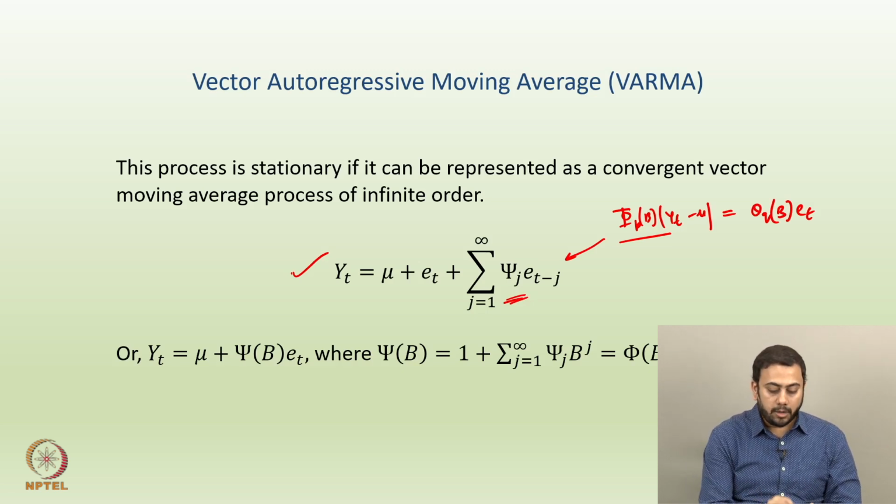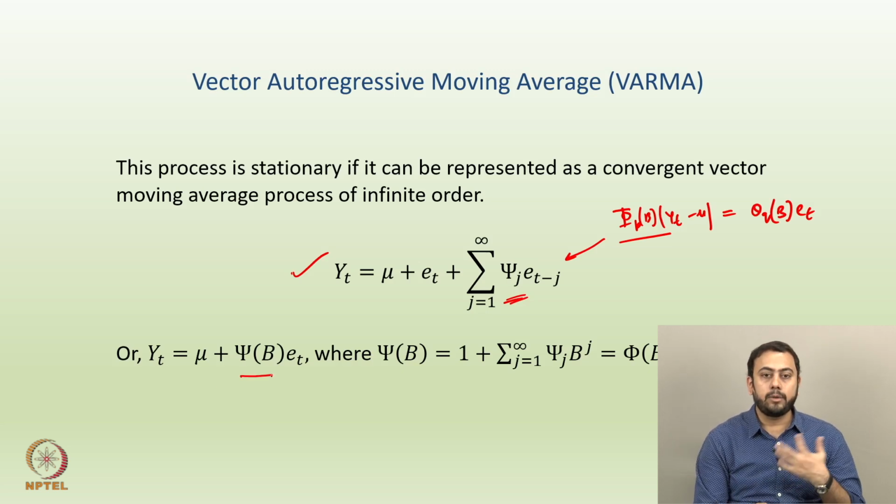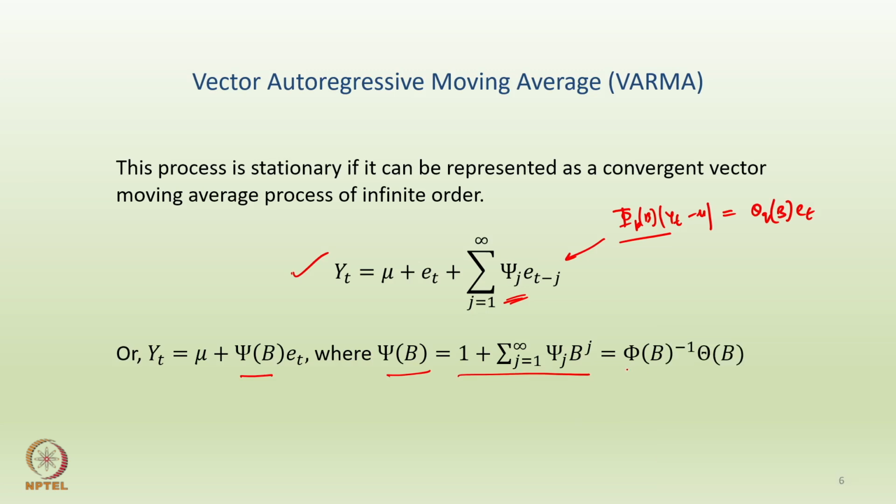In other words, we can write Y_t as nothing but μ plus ψ(B) coefficients applied on ε_t, where the ψ(B) coefficients are nothing but 1 plus the same summation, j going from 1 to infinity, of ψ_j B to the power j, and this expression is nothing but the inverse of φ(B) multiplied by θ(B).